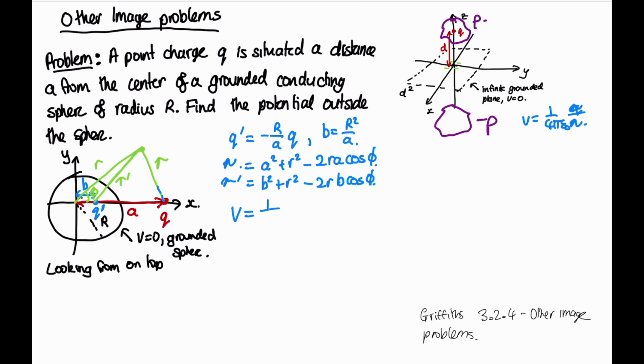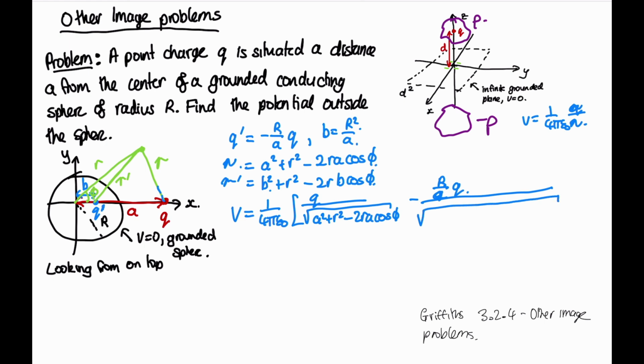So this is equal to 1 over 4 pi epsilon naught. And then we will do this charge first. So this is equal to Q divided by the square root of A squared plus R squared minus 2RA cos phi. And then what we're going to do is the next one, which has got charge minus, because we've got this expression for the charge here. This is R over A times Q, divided by, now I'm going to be replacing the B here with this expression for B here.